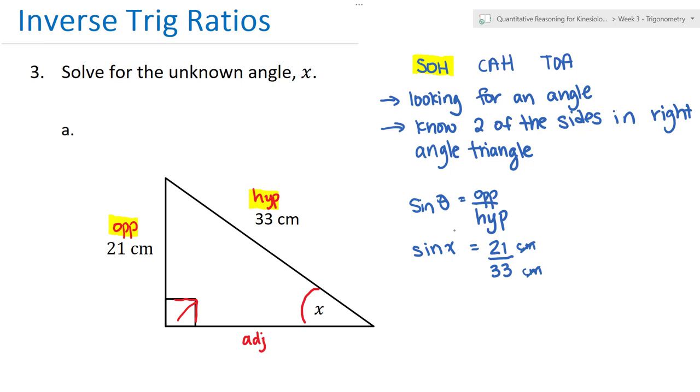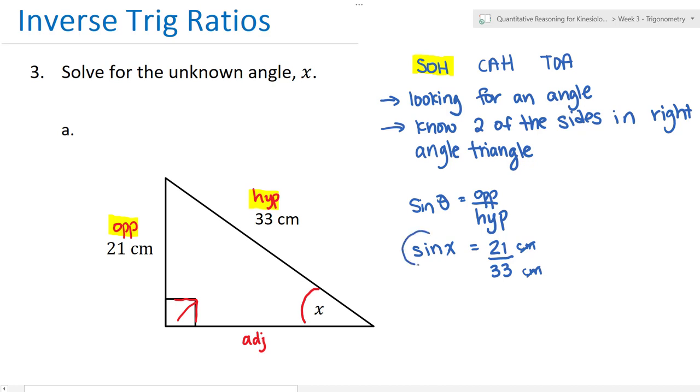And anytime you're solving for an angle, you're going to need to use a special button on your calculator, which is an inverse trig ratio button. And that's why this topic is called inverse trig ratios. Most of the time, to get to an inverse trig ratio, you would have to hit the shift or second function button on your calculator, and then the trig function that you're looking for. So I'm going to show you step by step how to solve for this x.